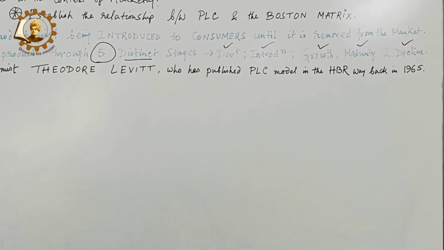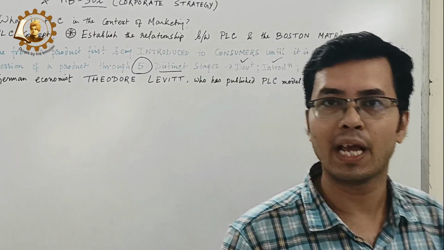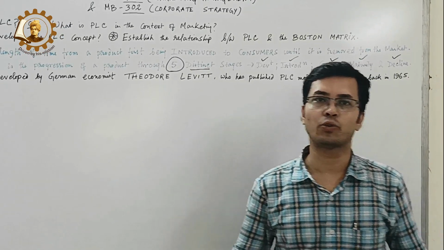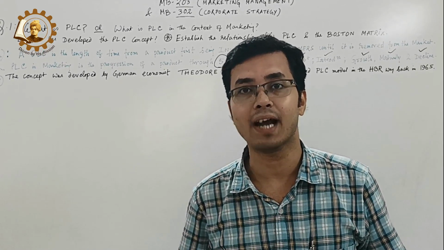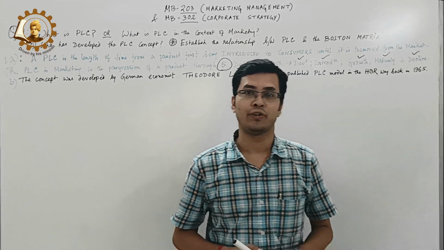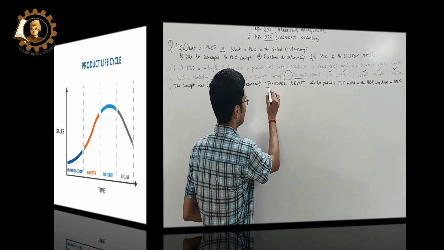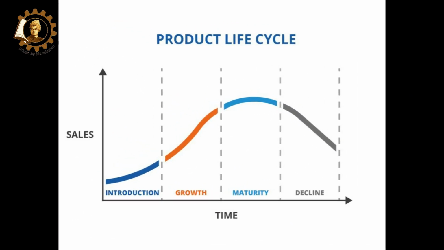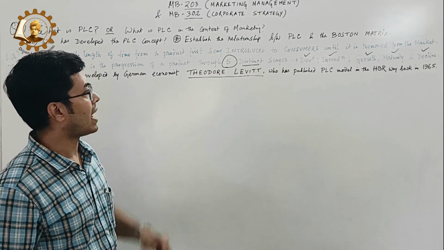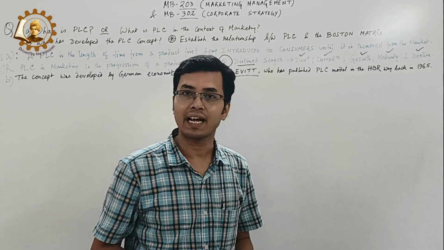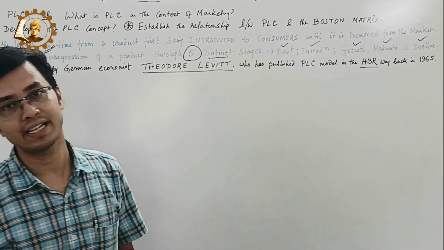Now the next part of the question is, who has developed the PLC concept? There is a German economist whose name was Theodor Levin. He introduced the concept of product life cycle in the Harvard Business Review, in short HBR, in the year 1965. So the concept was developed by German economist Theodor Levin. Mind the spelling, Theodor Levin, and it was published as the PLC model in the Harvard Business Review, HBR, in the year 1965.